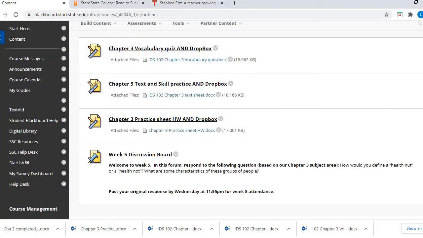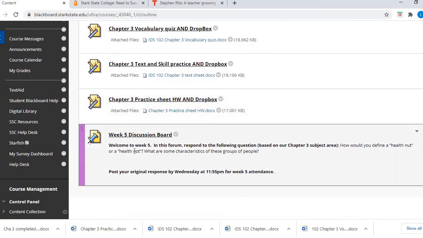So in your folder for this week, you'll see the week 5 discussion board post. The prompt is, how would you define a health nut or a health not? What are some characteristics of these groups of people? Obviously we have one with healthy choices, one that is not healthy choices. So how would you define those, and what are some characteristics of the people in those groups?